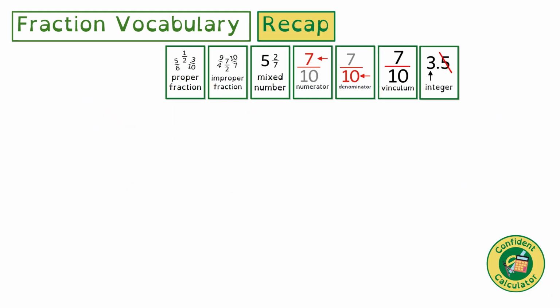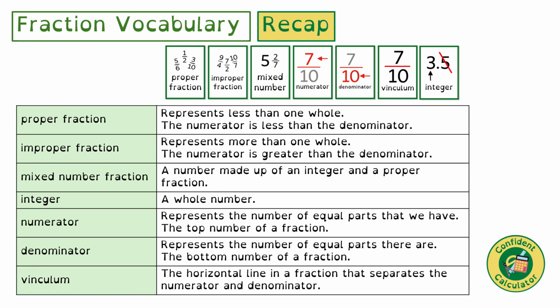Let's recap. A proper fraction represents less than one whole. The numerator is less than the denominator. An improper fraction represents more than one whole. The numerator is greater than the denominator. A mixed number fraction is a number made up of an integer and a proper fraction. An integer is a whole number.